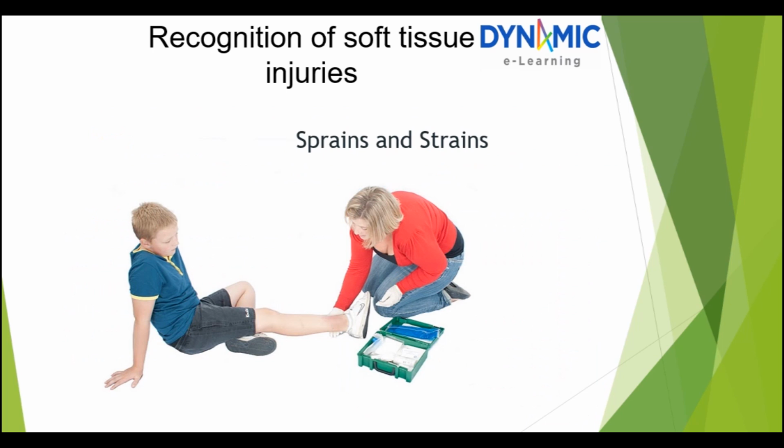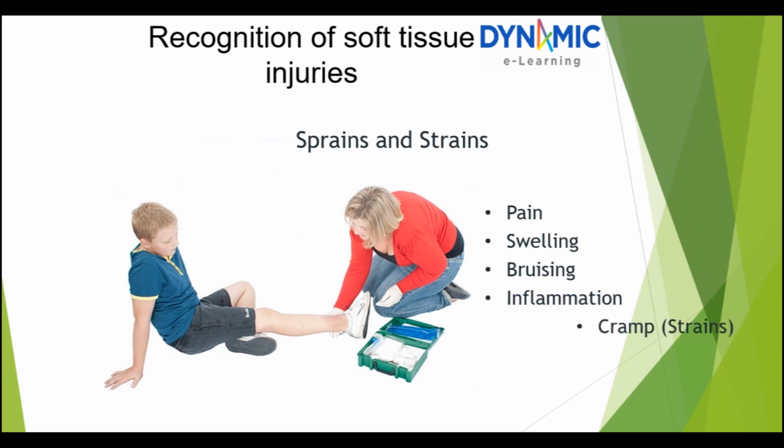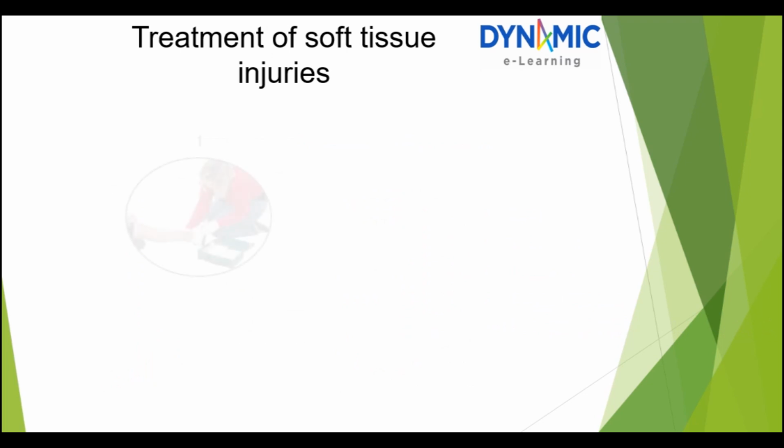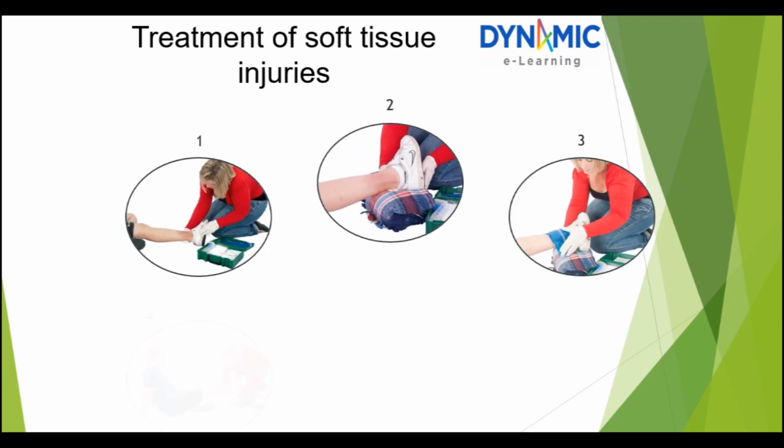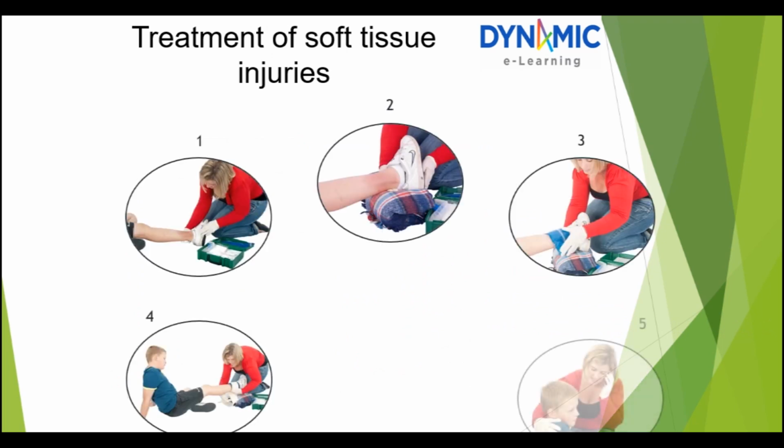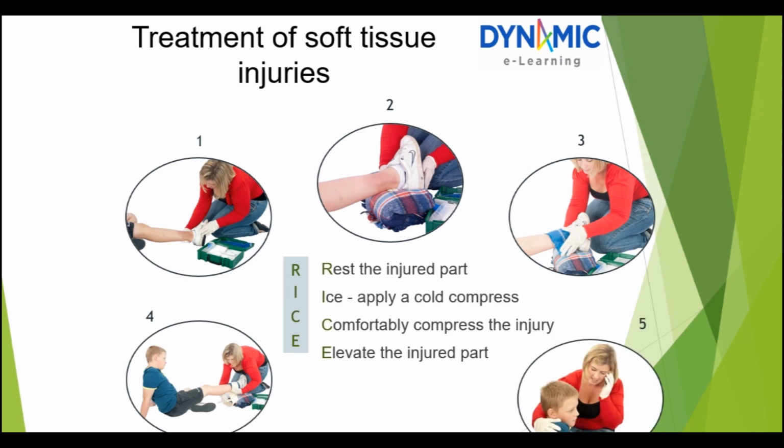The recognition of soft tissue injury for both strains and sprains: pain, swelling, bruising, inflammation, if you touch the injured area it is hot to touch, cramp. Treatment in all cases, remember RICE. Rest the injured parts, ice: apply a cold compress, comfortably compress the injury for about 20 minutes while waiting for an ambulance to arrive, and where possible, elevate the injured part.